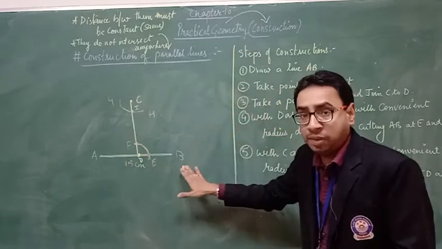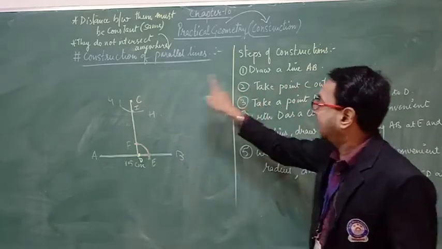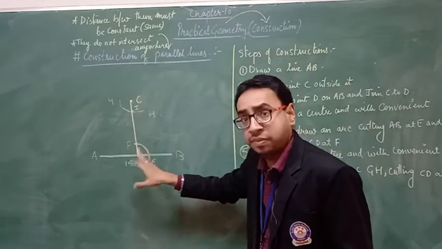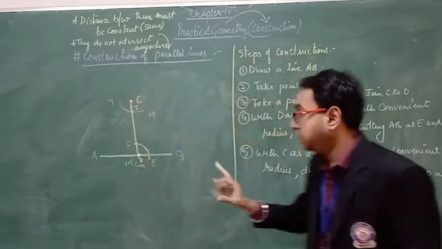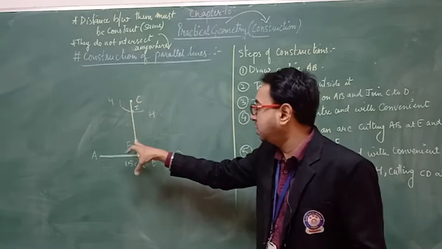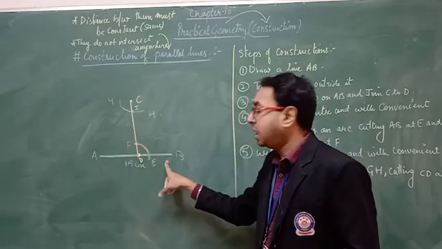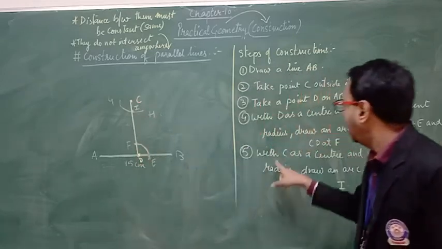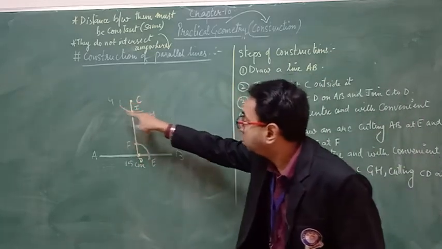So first, let's revise steps 1 to 5. Draw a line AB of any measurement. Take a point C outside it. Take a point D on AB. Clear? And join CD. Done. Fourth, with D as a center, we'll draw one arc, cutting AB at point E and cutting CD at point F. Similarly, with C as a center, we'll again draw with the same.